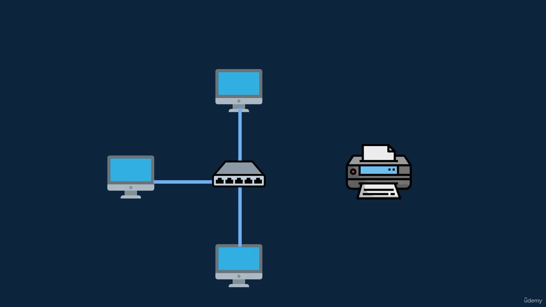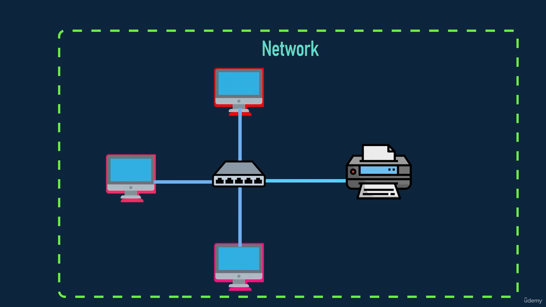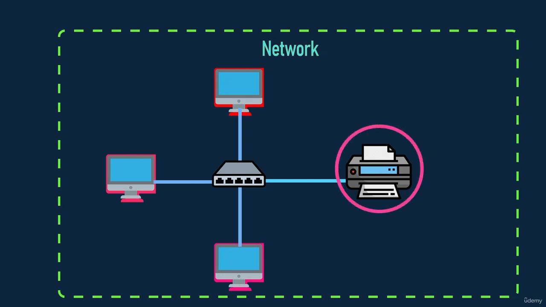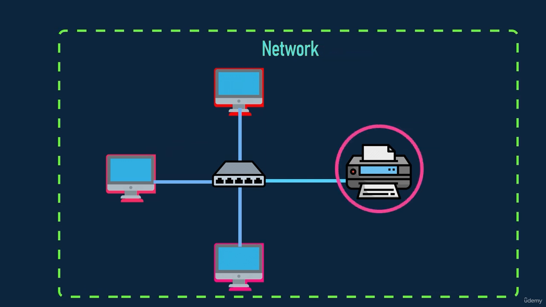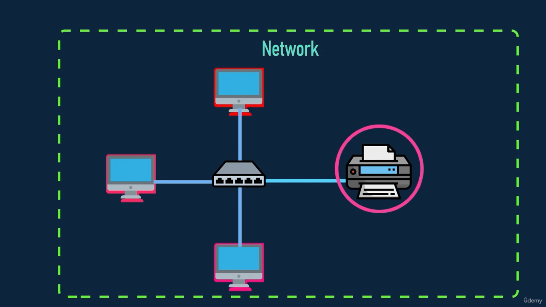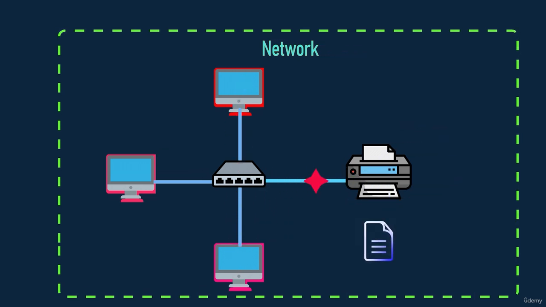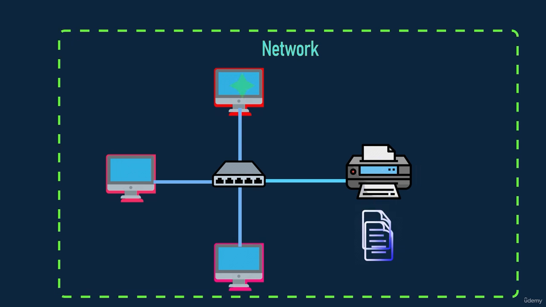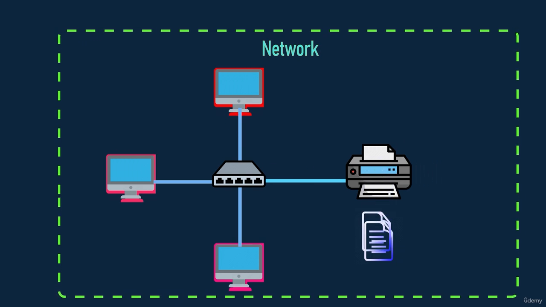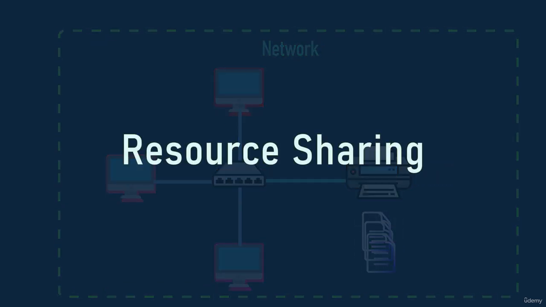All we have to do is connect the printer to the network. Once you connect a printer to the network, then all the devices connected to the network can share or use the printer. They don't have to directly connect to the printer. Each device can use the printer whenever they need it. This is called the resource sharing that a network provides.